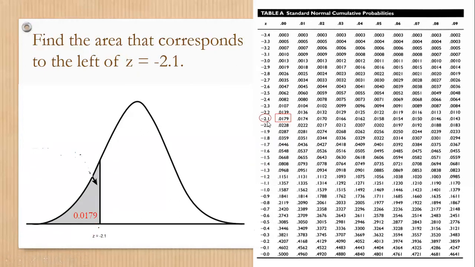So, but what if the z value corresponds to negative 2.65? So you have to look for the z value on the first column, which is negative 2.6. This one.